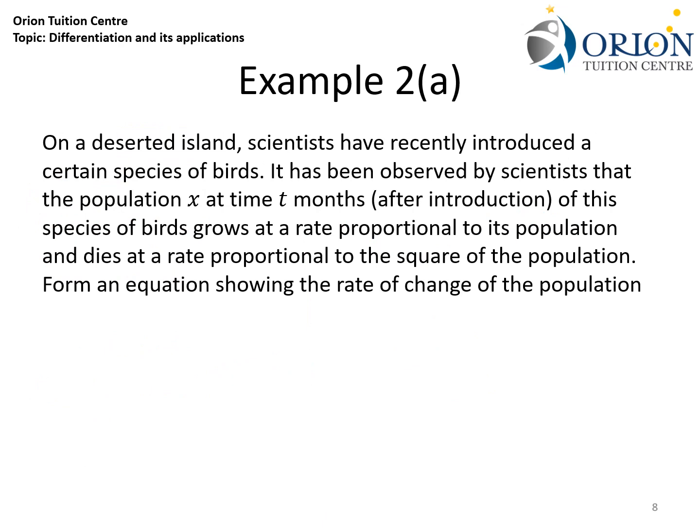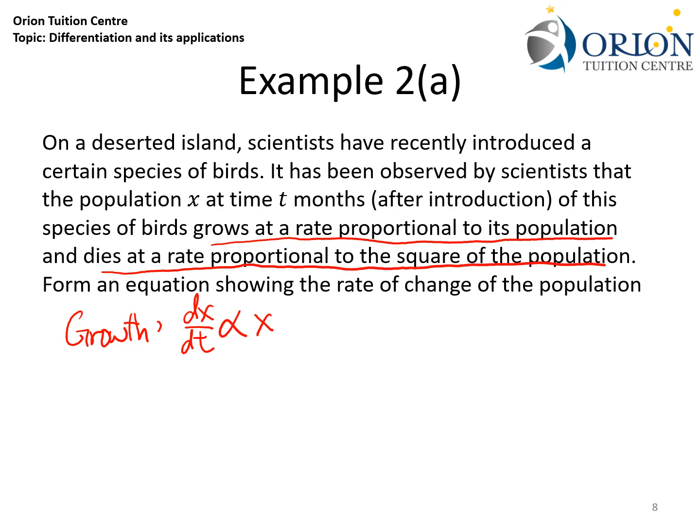In example 2a, we now have a certain species of birds staying on a deserted island, and we know that the population is changing at a certain rate. That is, number one, growing at a rate proportional to the population. That means for the growth, dx/dt is proportional to x. Also, the birds are going to die at a rate proportional to x squared. So for death, dx/dt is proportional to x squared.